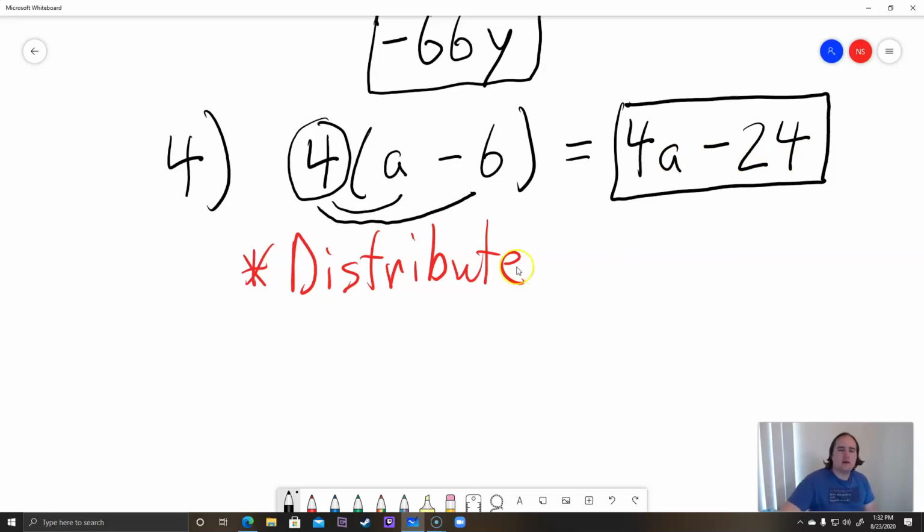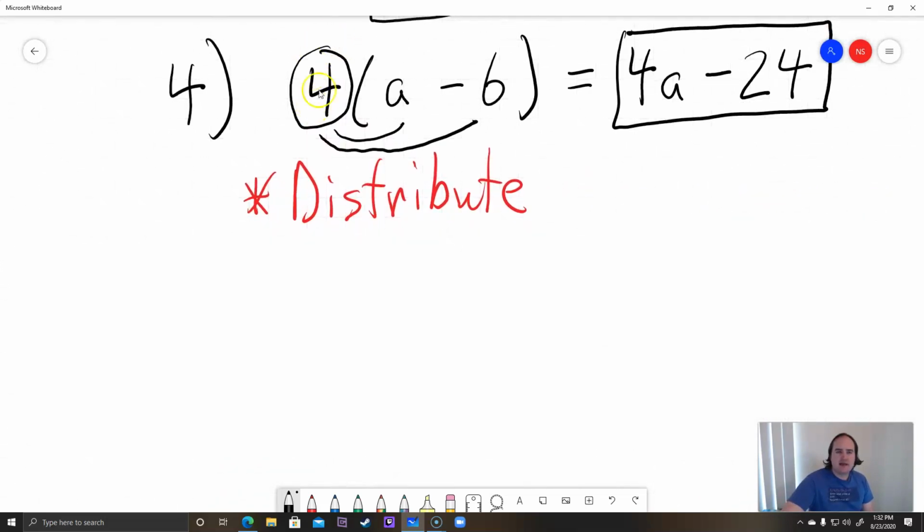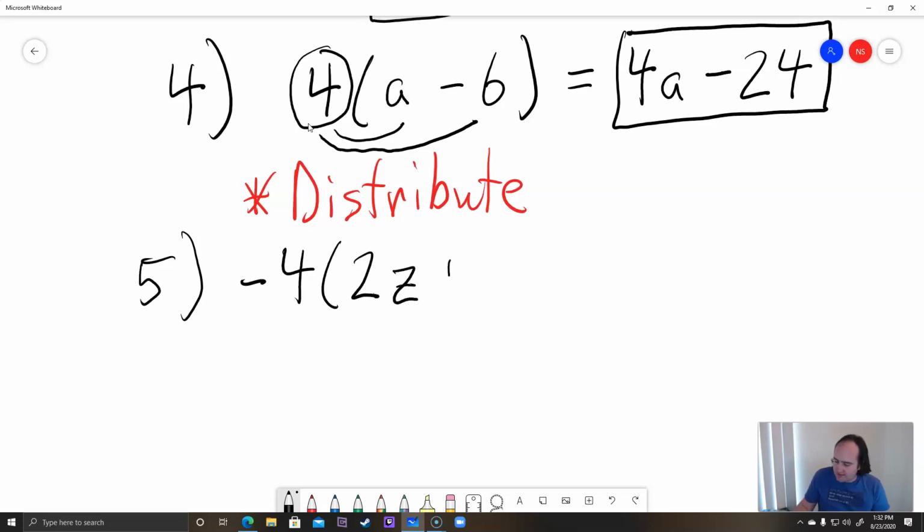Okay, cool. And for that problem, we were distributing a positive number. Keep in mind that if you have a negative number out front, you're going to have to distribute the negative number as well. So let's see that different process in example number 5. For example number 5, let's do negative 4 times a quantity 2z plus 5.